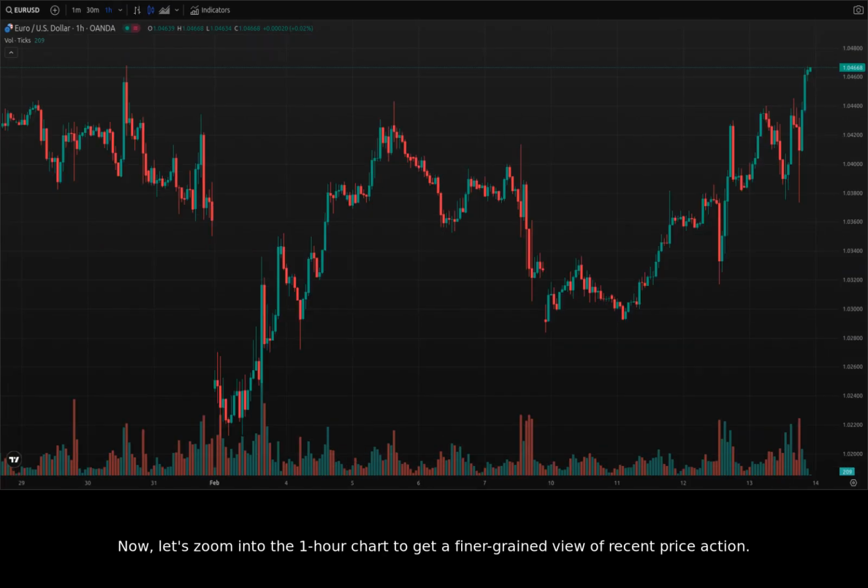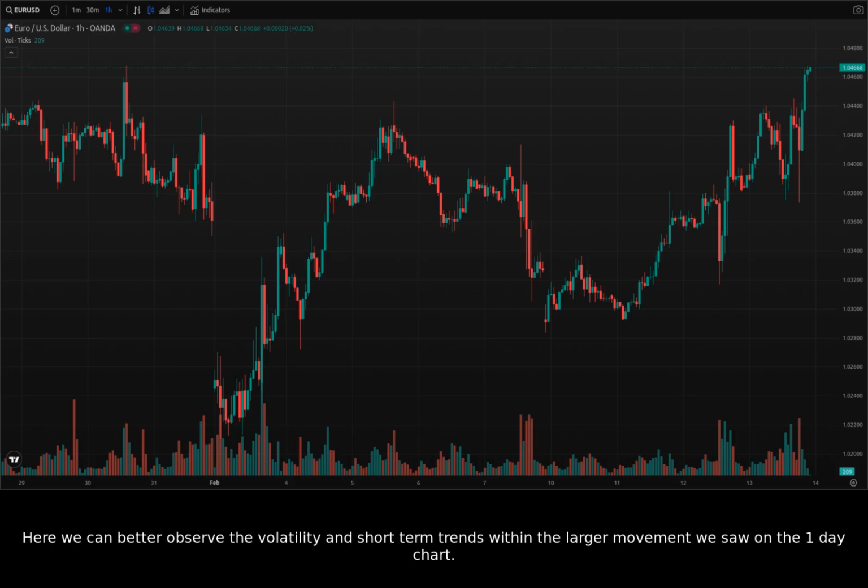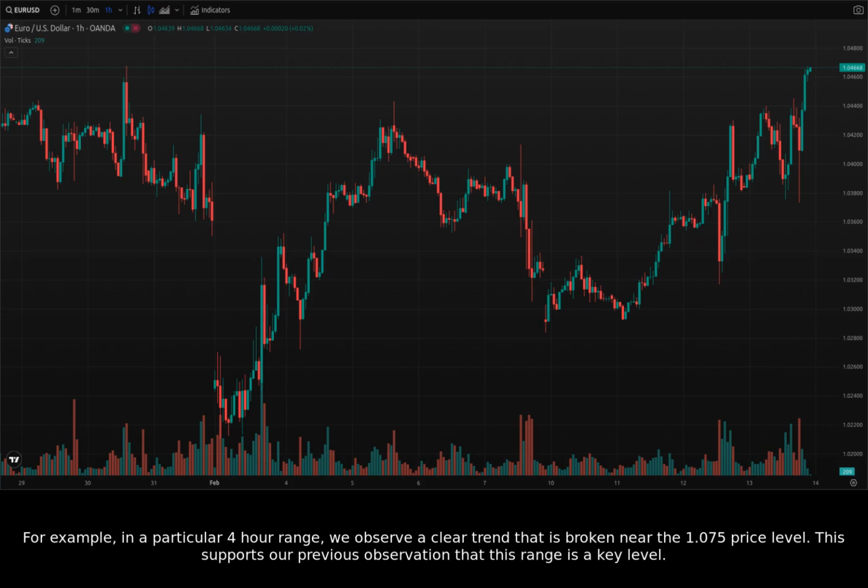Now, let's zoom into the 1-hour chart to get a finer-grained view of recent price action. Here we can better observe the volatility and short-term trends within the larger movement we saw on the one-day chart. For example, in a particular 4-hour range, we observe a clear trend that is broken near the 1.075 price level. This supports our previous observation that this range is a key level.